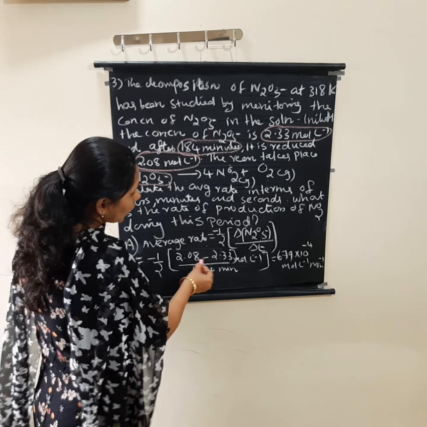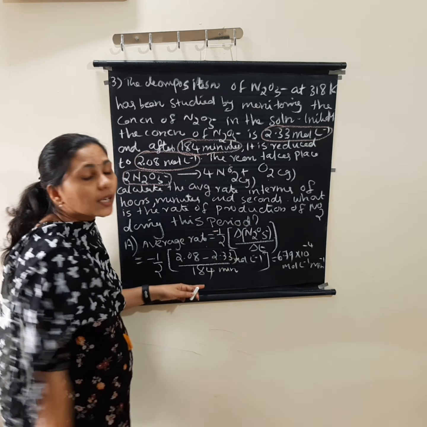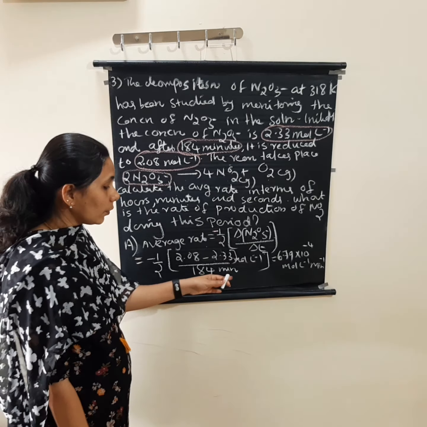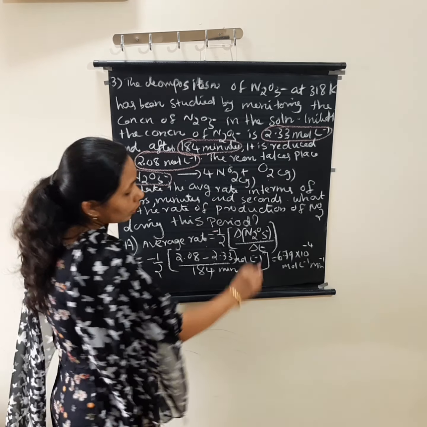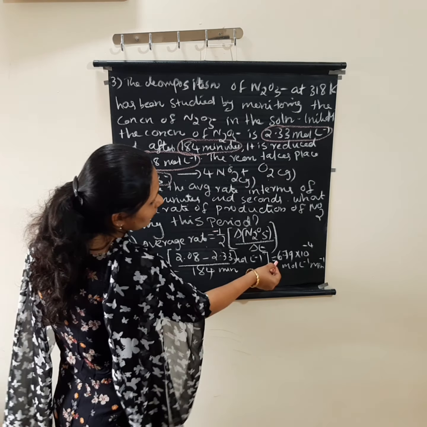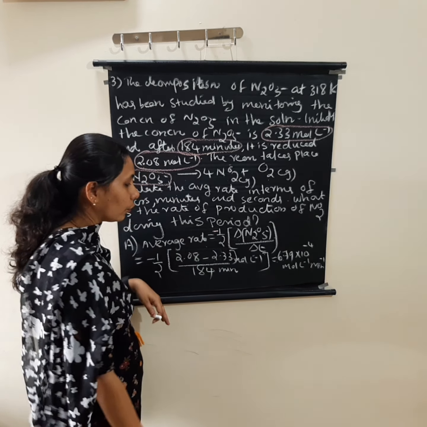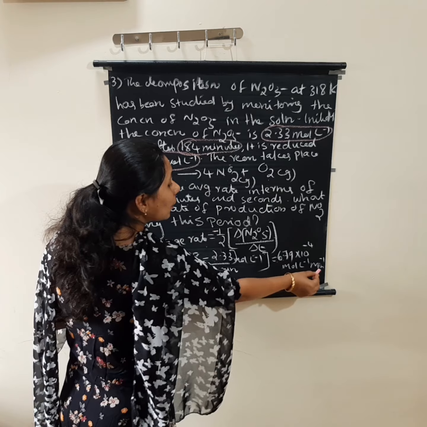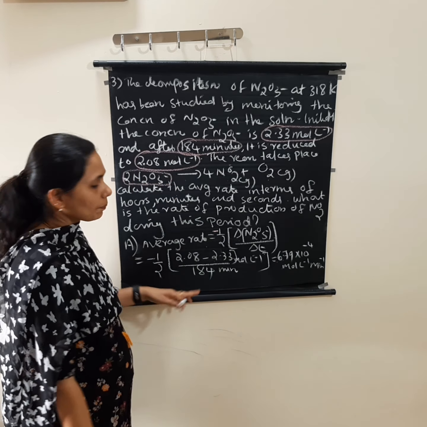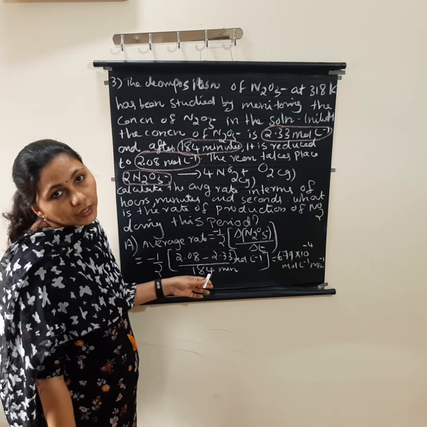So 2.08 minus 2.303 divided by 184 minutes. After doing all the calculations, what is the answer? 6.79 into 10 raised to minus 4 moles per liter per minute. Why is it in minutes? Because the time is given in minutes.